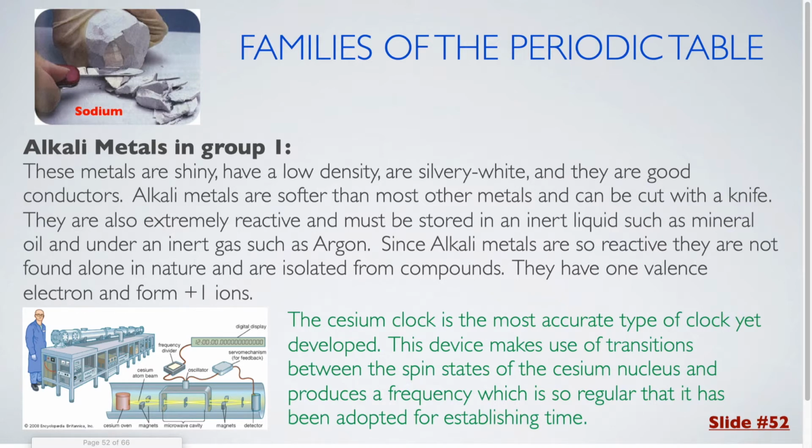The cesium clock is the most accurate type of clock yet developed. This device makes use of transitions between the spin states of the cesium nucleus and produces a frequency which is so regular that it has been adopted for establishing time. Cesium is one of the alkali metals towards the bottom of the group.